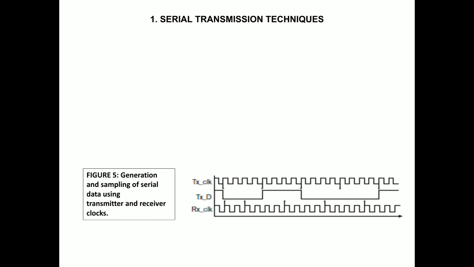So we will try to have transmission and receiver with synchronization. Figure 5 is about generation and sampling of serial data using transmitter and receiver clocks. It means there is a separate transmission clock, TX clock, and a separate receiver clock, RX clock. Now we can achieve the data transmission and synchronization between the transmitter and receiver. You can see there is a separate TX clock and RX clock. TX means transmitter, RX means receiver.